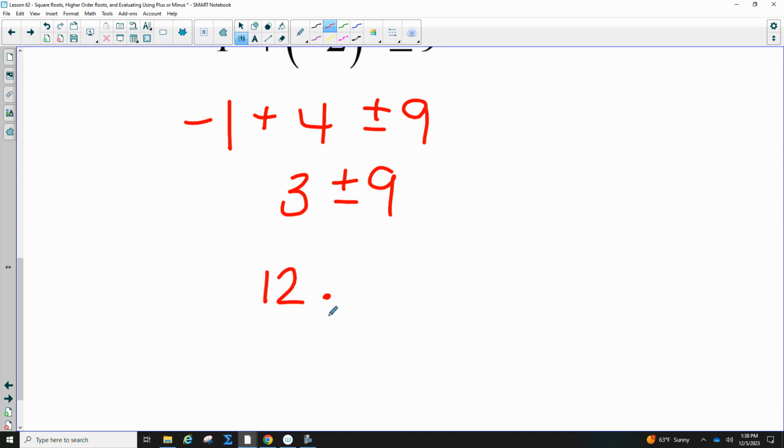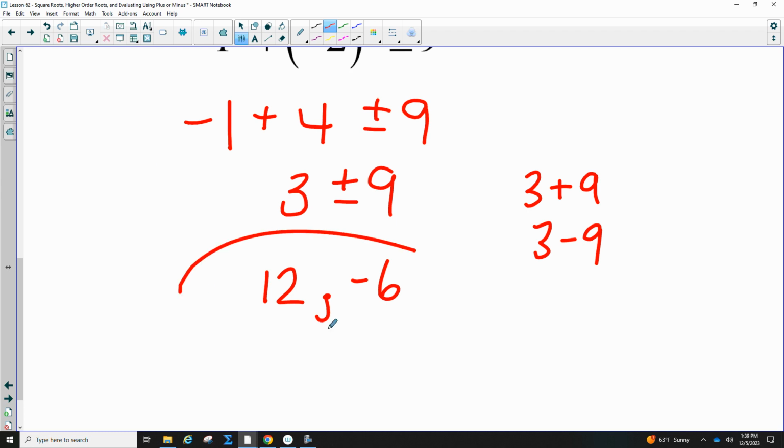All right, some people like to write it out. I don't know if you need to write it out. It's 3 plus 9, and it means 3 minus 9. Both of those, all right? 2 solutions there, 12 and negative 6. Add first, then subtract.